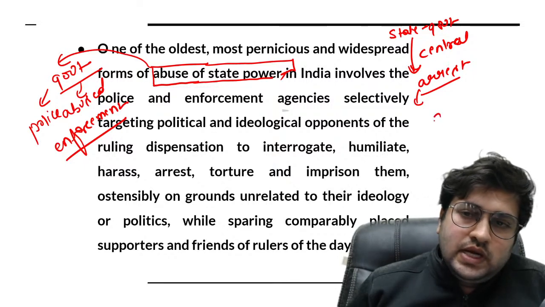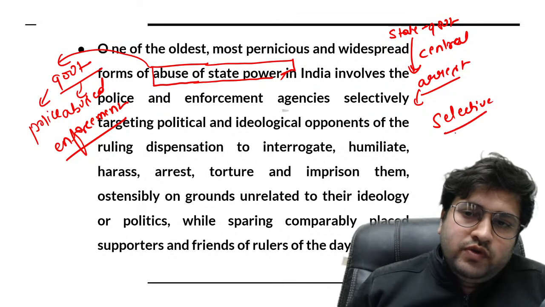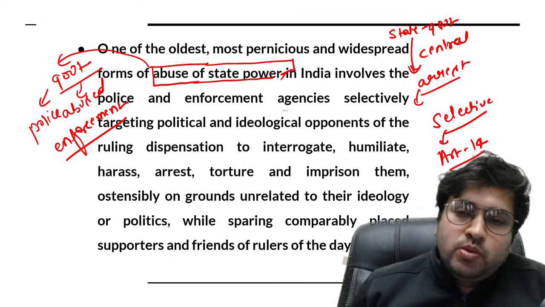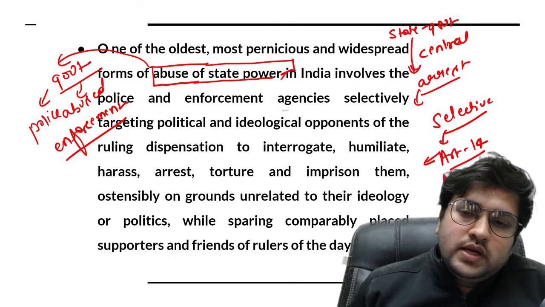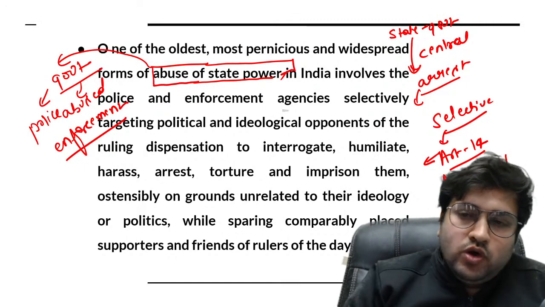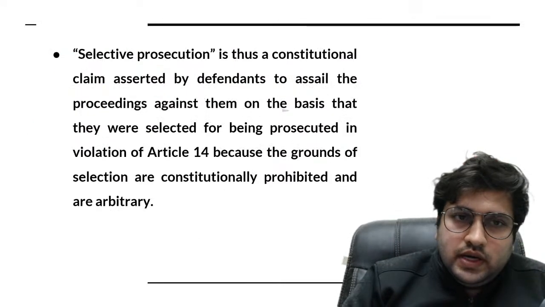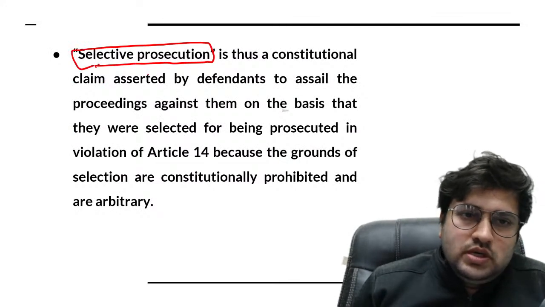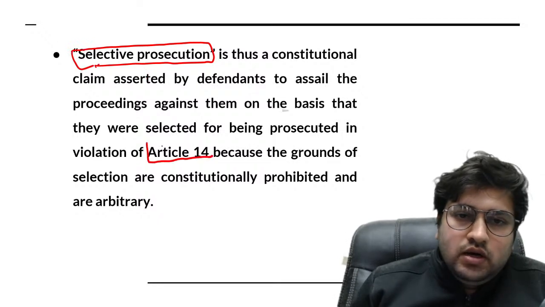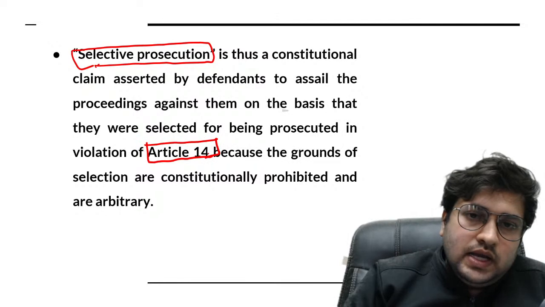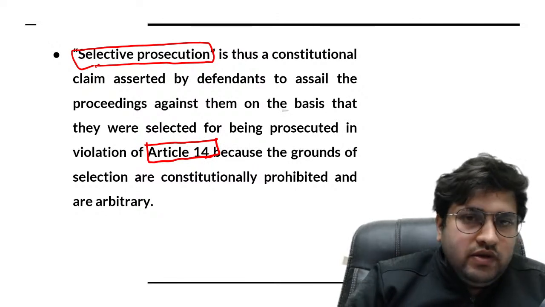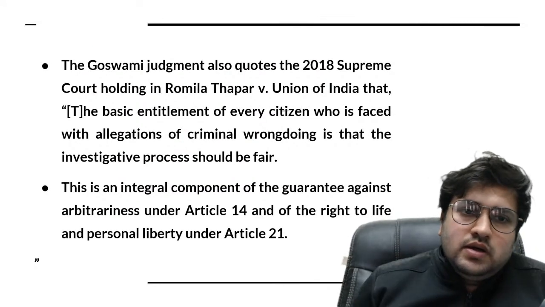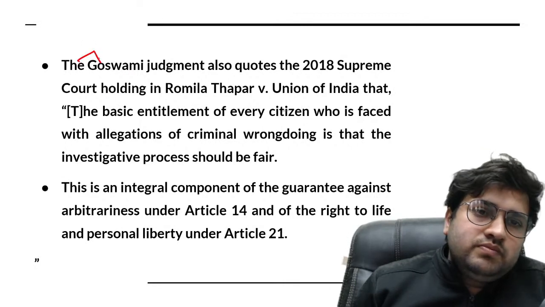This selective prosecution is against the constitutional articles. You can mention article 14, which talks about right to equality, and article 21, which is related with right to life. So this selective prosecution is totally against the constitutional claims. It is also against article 14. This has been highlighted. We need to protect the citizens and everyone from the arbitrary use of any kind of power.